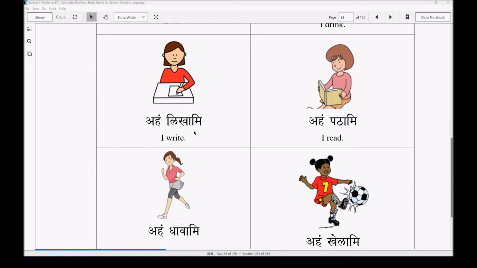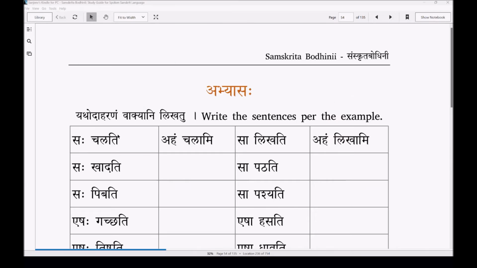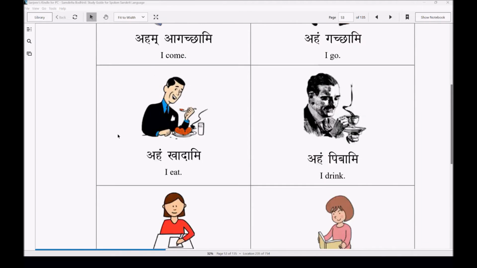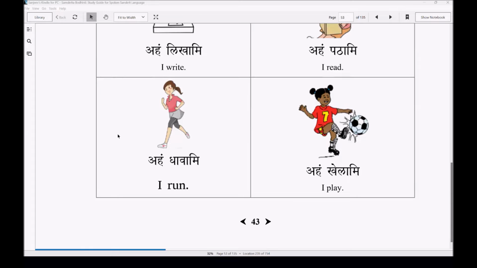So likhami stays the same because of aham. Aham also doesn't change form because it is a pronoun referring to self. Aham patami, aham likhami, aham dhavami, aham khelami.